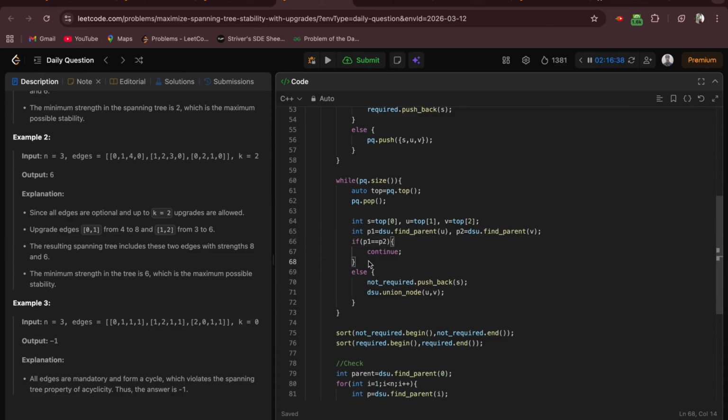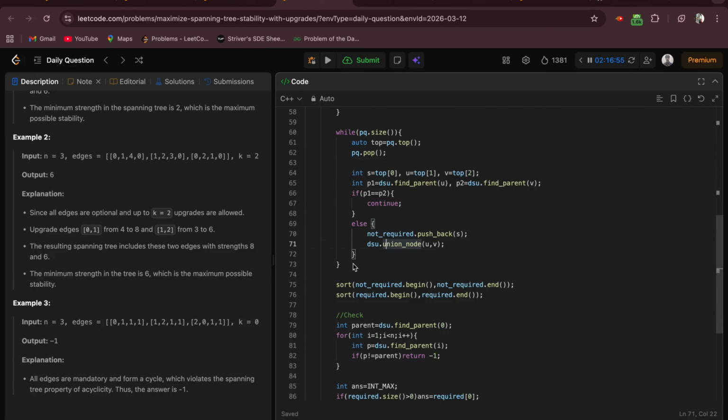So we'll continue. Else, what I'm going to do is we'll push it into the not required one. Like, this was a not required, we had an option to take, so we'll store it in that list. We had an option to take, and in that we pushed back this S. Okay, and we'll merge this DSU.